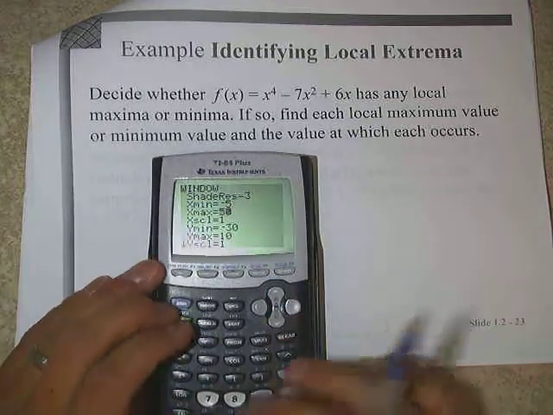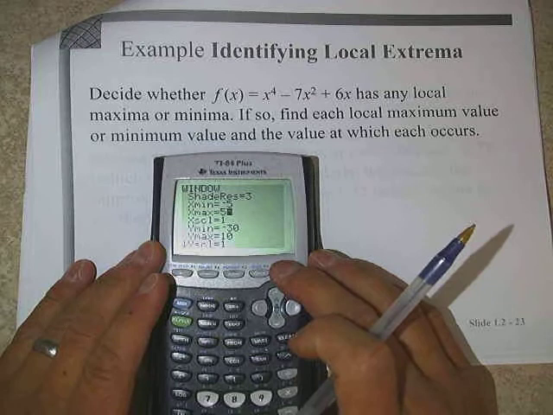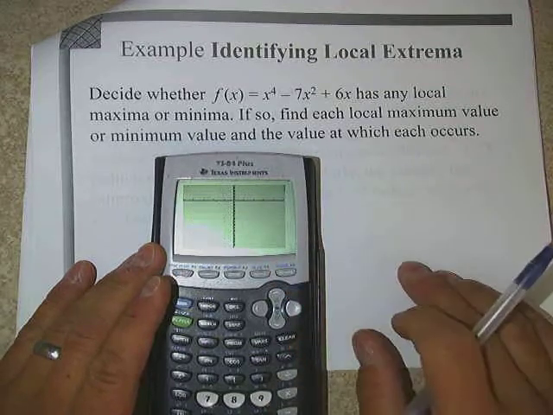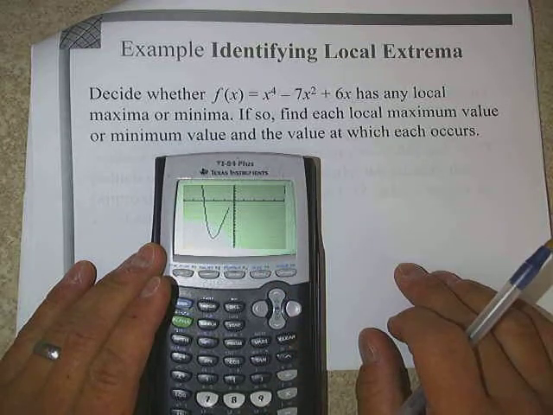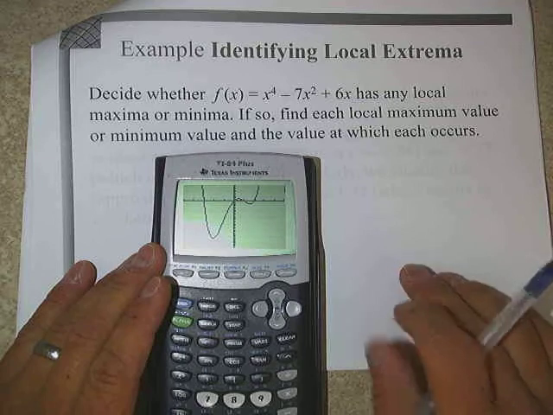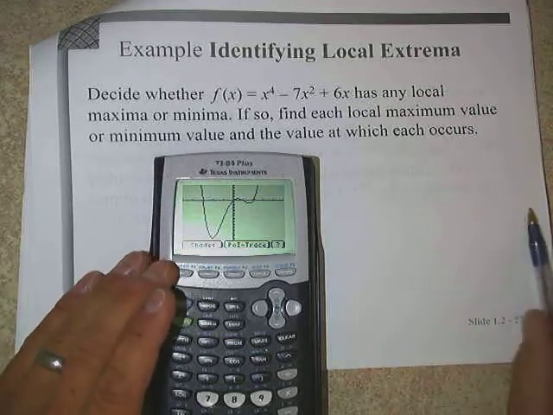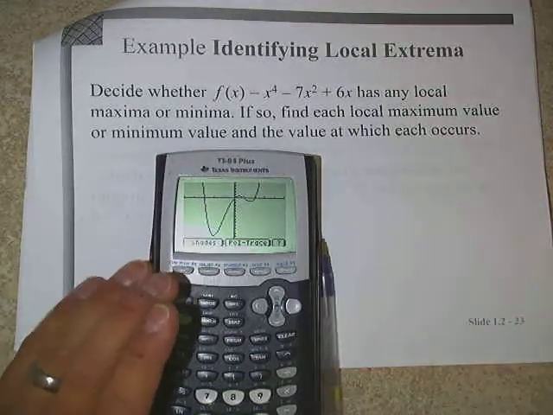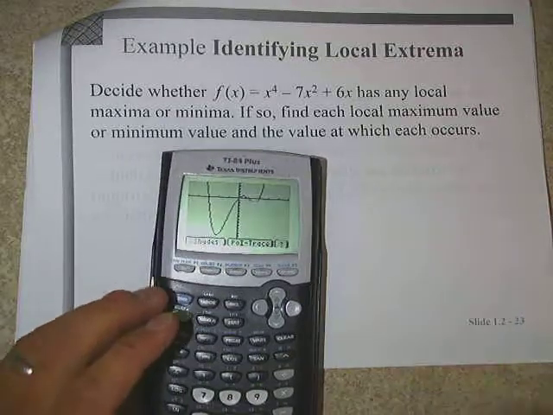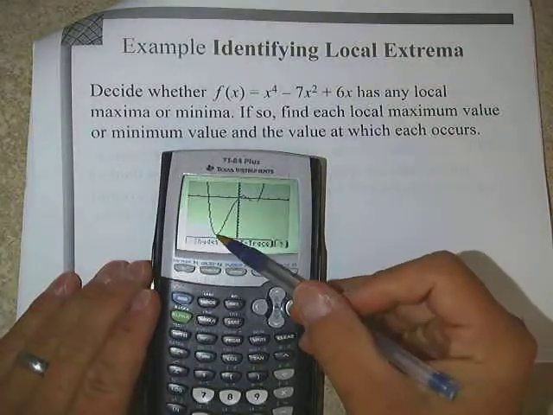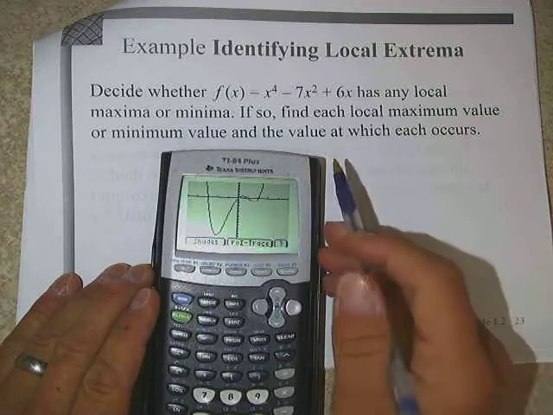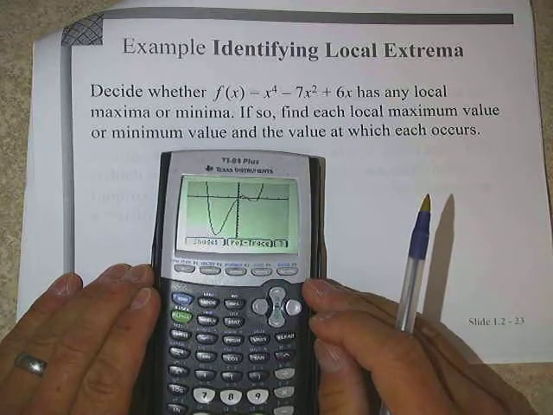Still can't see it. It's even down further than that. Okay, so I'm going to change my window again. I'm going to go to negative 30 this time. I'm also going to shorten up my x window just so I can see the points that I'm after better. So I'll go negative 5 to 5. And now I can see all of the points in question, because again, what we're looking for is, do we have any local maximums or minimums?